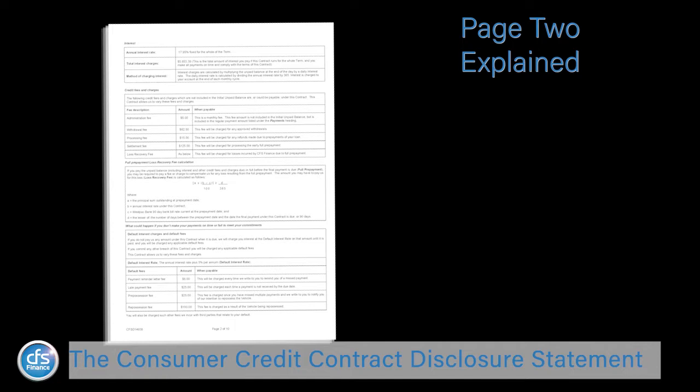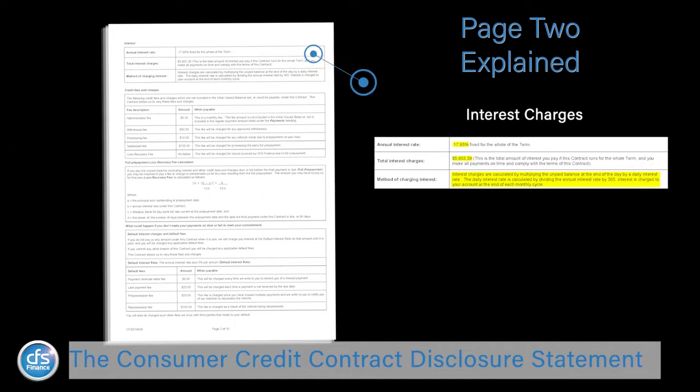Interest. Annual interest rate, the total interest charged over the term of your loan, and the method of charging interest. The interest is calculated by multiplying the unpaid balance at the end of each day by the daily interest rate. The daily interest rate is calculated by dividing the annual interest rate by 365. This interest is then charged to your account at the end of each monthly cycle.